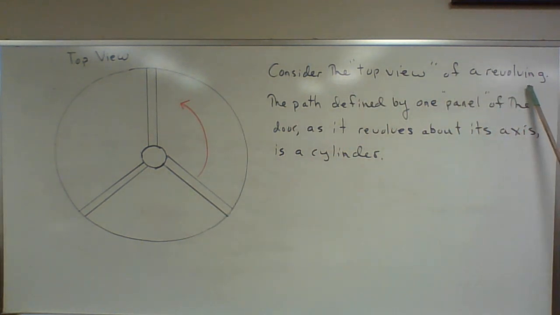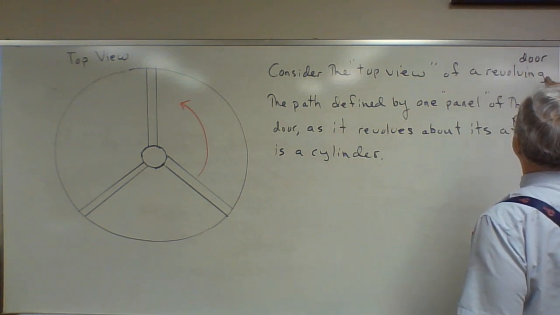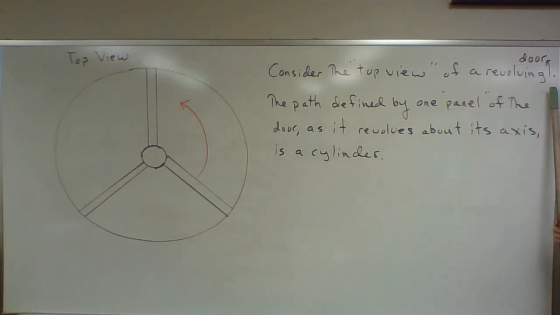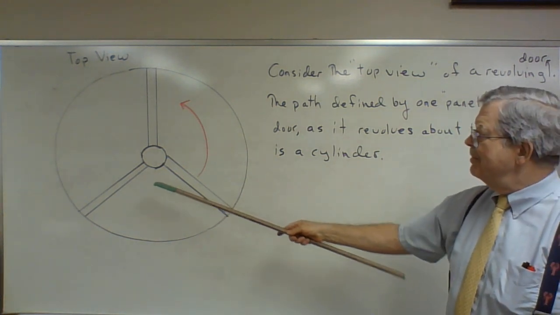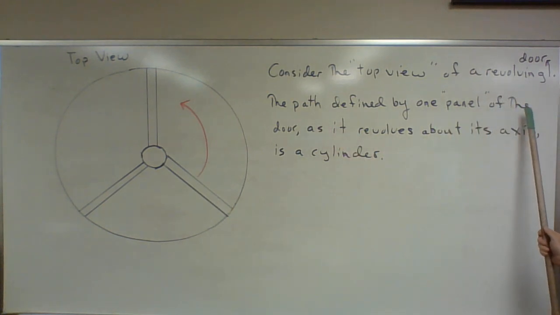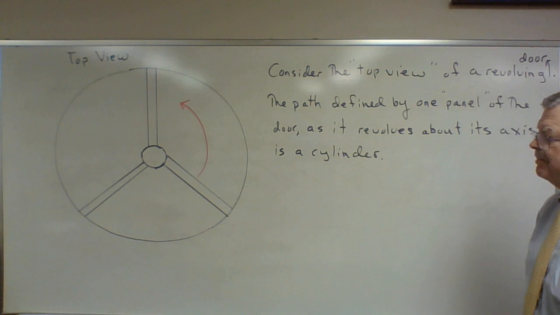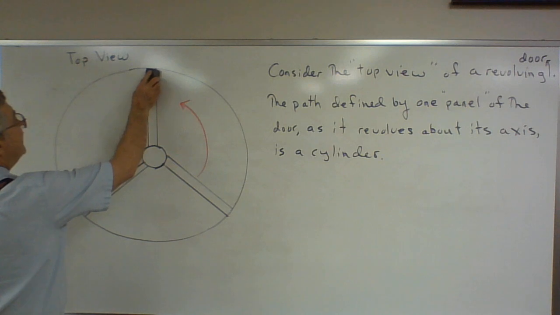Consider the top view of a revolving door. That's this thing. We're looking at a revolving door from above. The path defined by one panel of the door as it revolves about its axis is a cylinder. So let's just look at one panel of this revolving door.